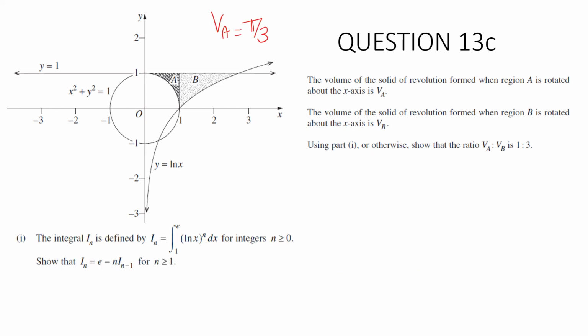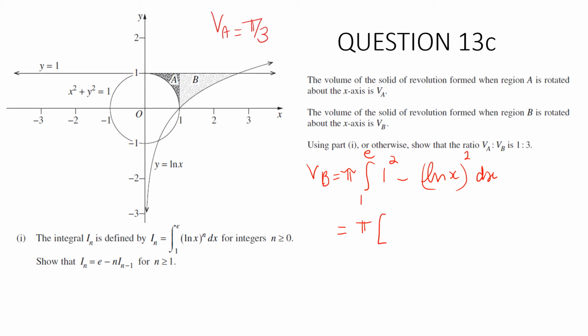Now let's work out volume B. We're going to do the same thing. Volume B is going to be this line y equals 1, rotated around the x-axis, so that volume, take away the volume underneath this curve, which is y equals ln x, rotated around the axis. So let's work out that formula. Volume B is equal to pi integral between 1 and e this time of 1 squared take away (ln x) all squared dx. Okay, we'll work out that first bit.